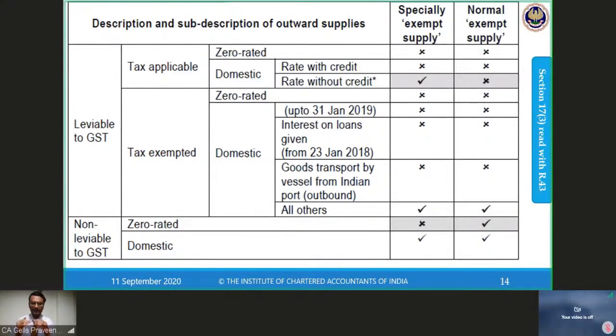Now, second limb, if you see, non-leviable to GST. Sir, if there is a transaction which is covered under non-leviable section. Now that non-leviable section, if I say it is a 0 rated, the moment I say non-leviable, section 247 answer is met. 247 I'll say tick yes. But when I say 0 rated, I'll come back to my definition of 0 rated, the slide which I have read a while back ago.